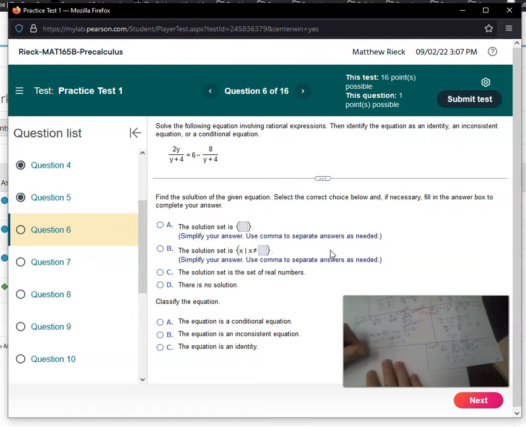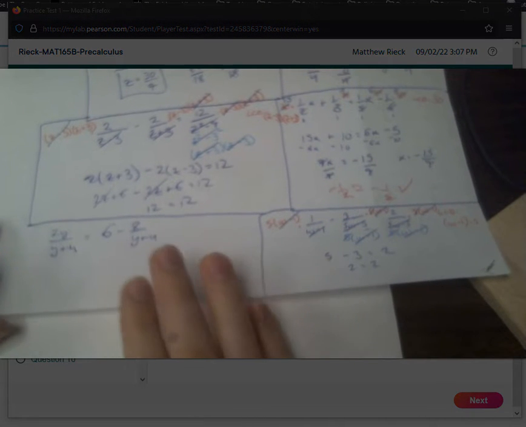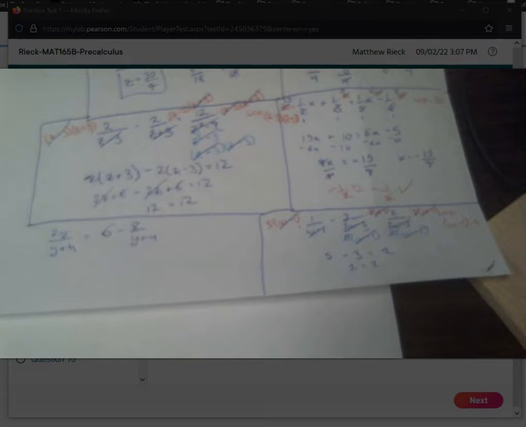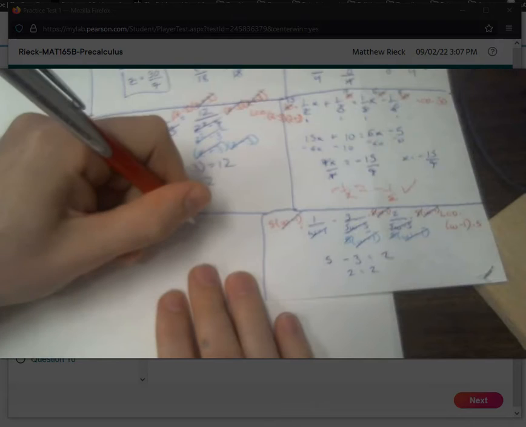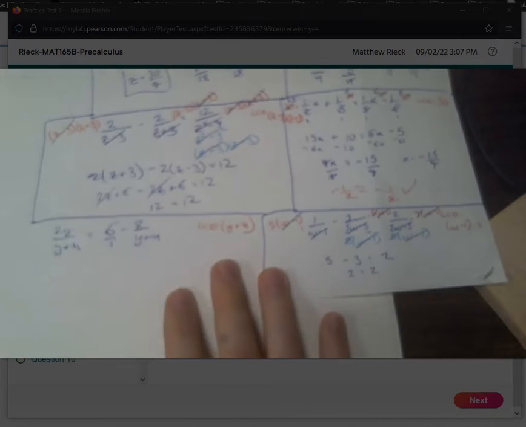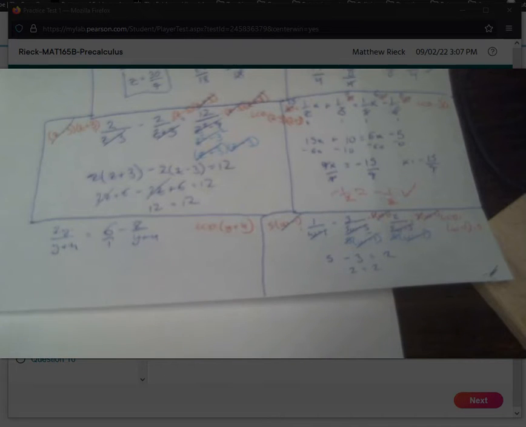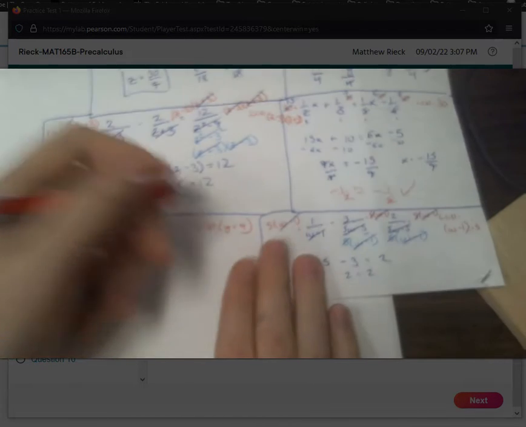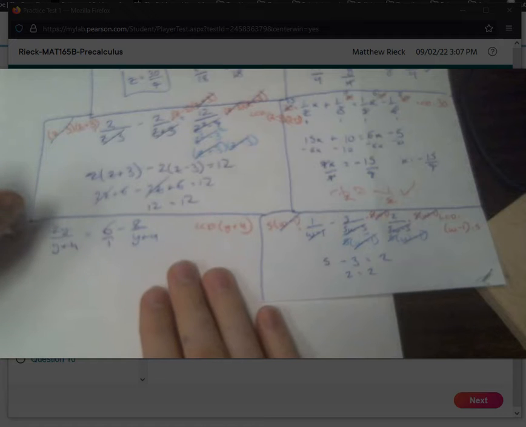All right, so next one here, I have 2y divided by y plus 4 equals 6 minus 8 divided by y plus 4. All right, so this is like 6 over 1 here. All right, so again, my least common denominator is going to be y plus 4 in this case. I guess technically multiplied by 1, but if you multiply something by 1, it's the same as before. So yep, I'm just going to multiply everything by y plus 4.